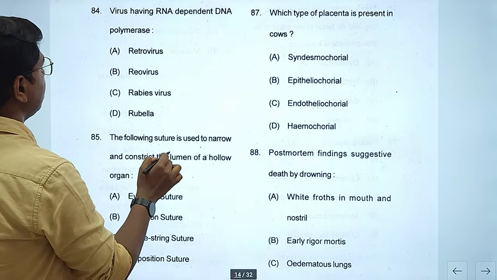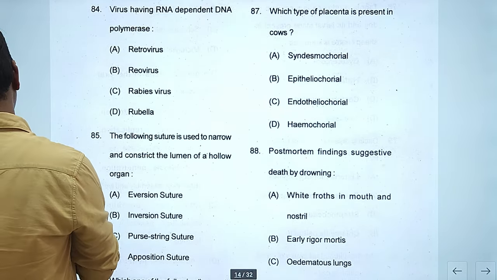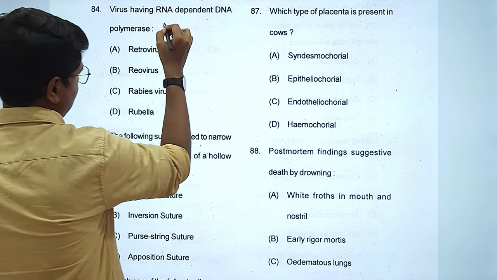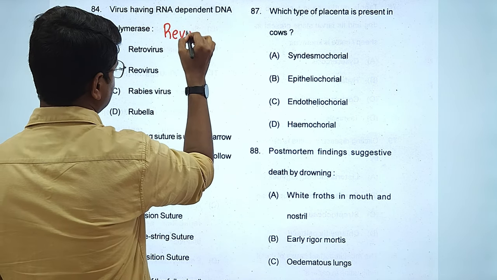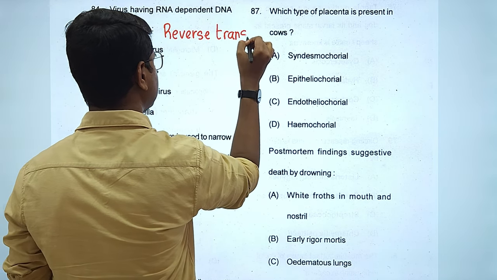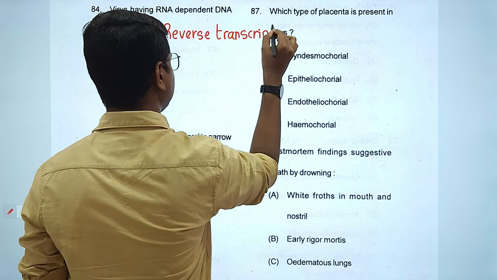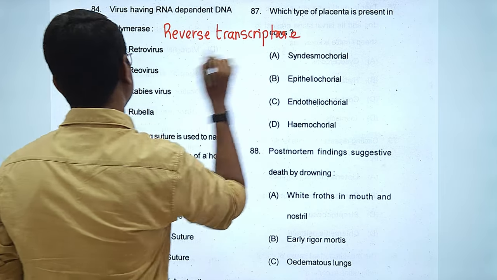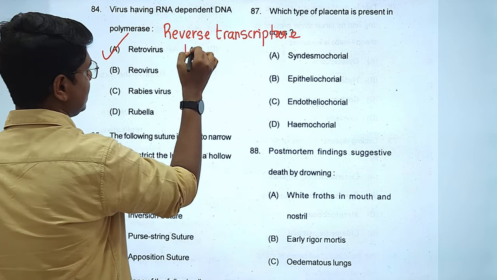Next question. A virus having RNA dependent DNA polymerase, it means reverse transcriptase. Answer is retrovirus. Characteristic example is HIV.